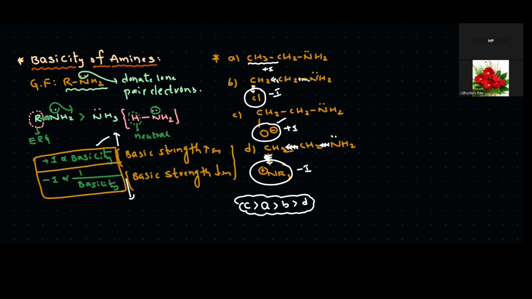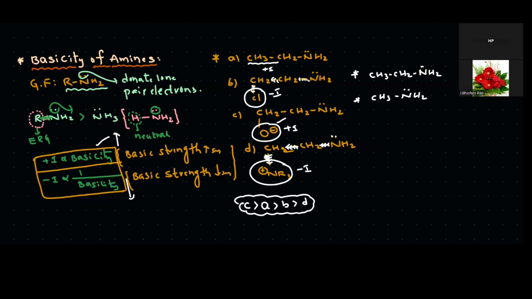If plus I and minus I groups are attached, what happens? Next, CH3 CH2 NH2. This is one group. Next, another one is CH3 NH2. This is another condition. So in these cases, which one is more basic?